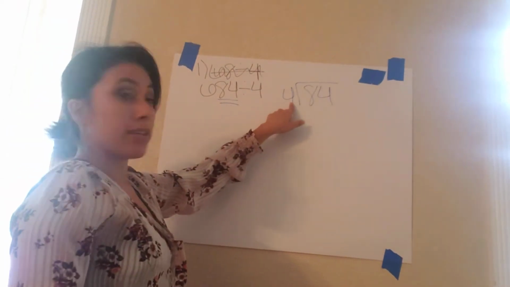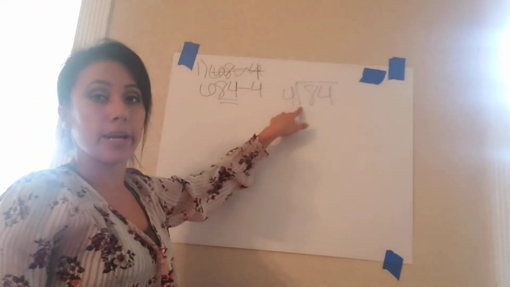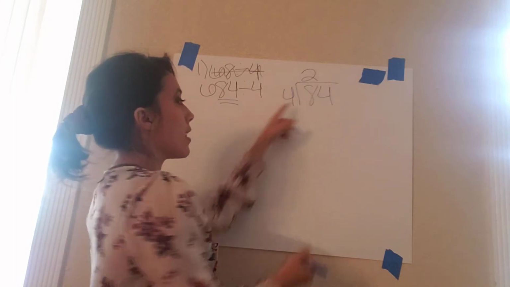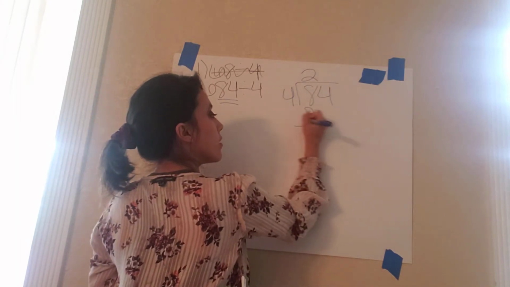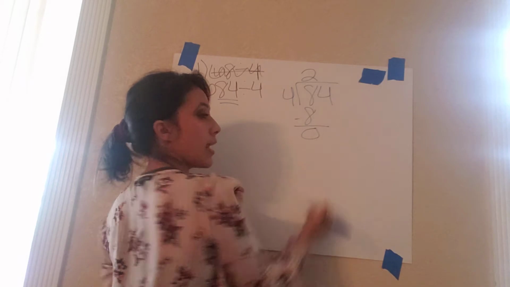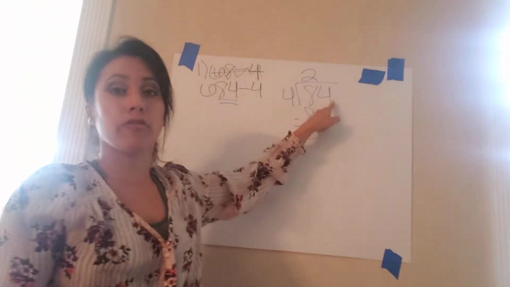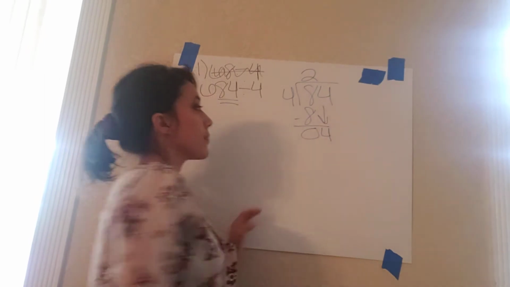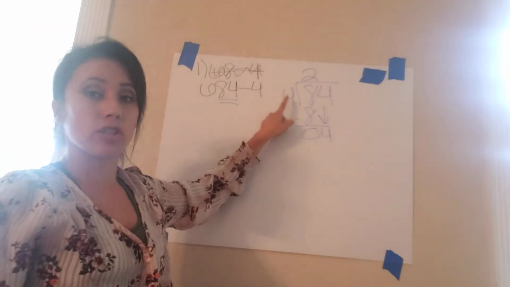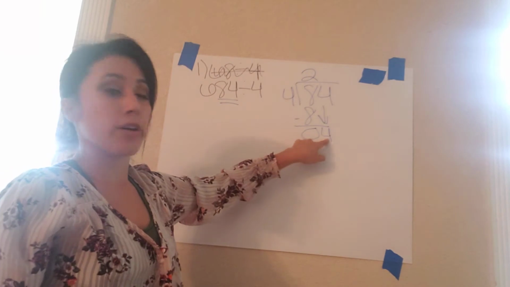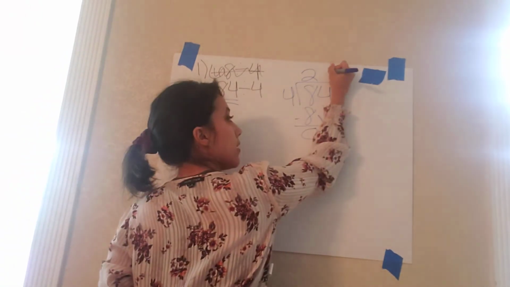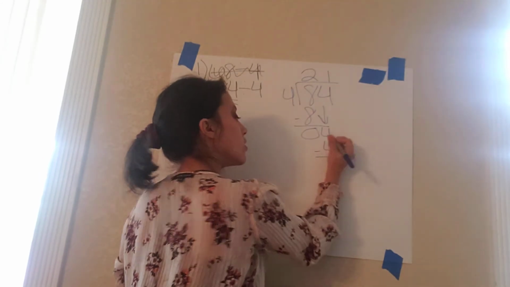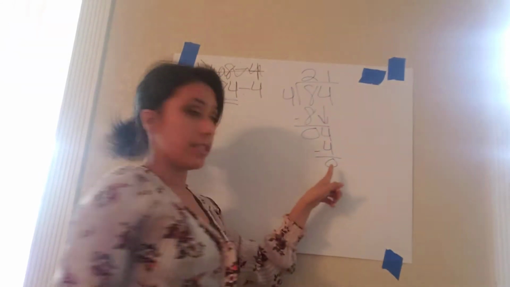We need to see how many times 4 goes into 8. 4 goes into 8 2 times. So we're going to put the 2 up here, and then put the 8 down here. Subtract that. That equals 0. Now we're going to get the 4 from the ones place and bring that down. How many times does 4 go into 4? We know 4 times 1 equals 4. So we're going to subtract that, and it's 0.